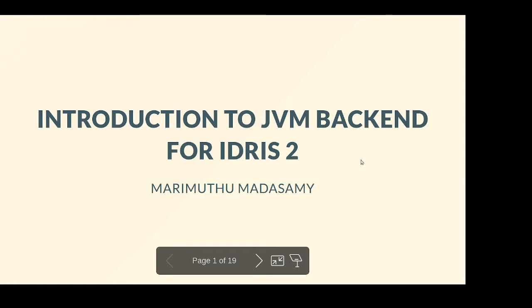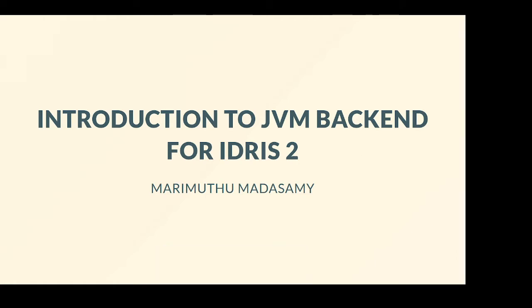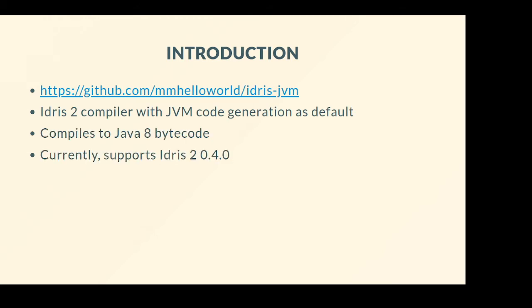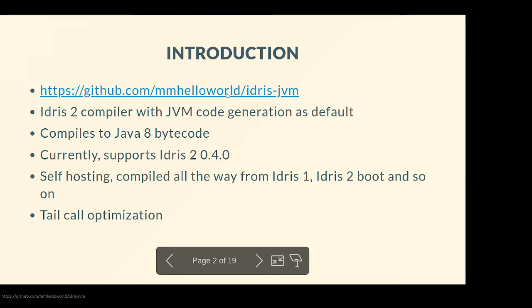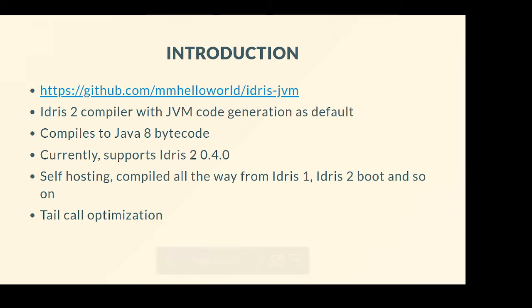I'm going to introduce the JVM backend for Idris 2. This has been in the works for the past few years now, starting with Idris 1, and it's compiled all the way from Idris 1 to Idris 2 boot, and Bloodwind, and then the current Idris 2. The current version is 0.4.0 for JVM. I'll be soon upgrading to 0.5.0, and this is the GitHub repository, and this is basically the Idris 2 compiler with the JVM backend as the default code generation as well, and it compiles to Java 8 bytecode, because Java 8 is still being used widely.